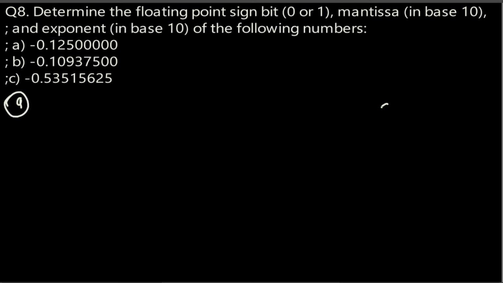So here the sign bit is going to be just 1. Okay, now we have to find out what is the mantissa and the exponent. To find that out, we have to convert this into binary. So I'm taking the first one, that is negative 0.125000, and to convert this into binary, we only look at the positive part.